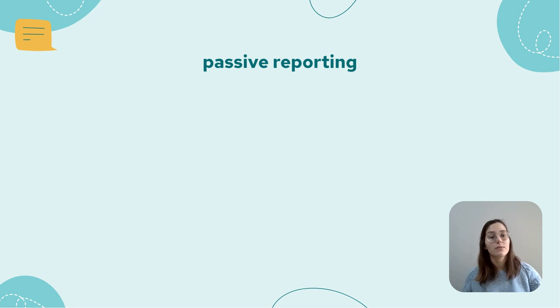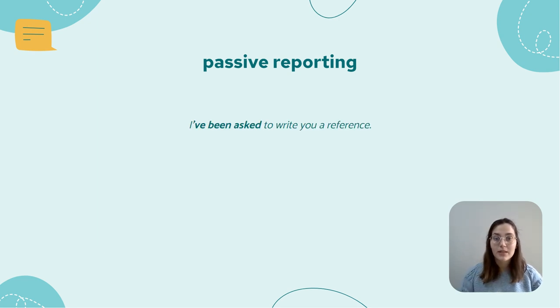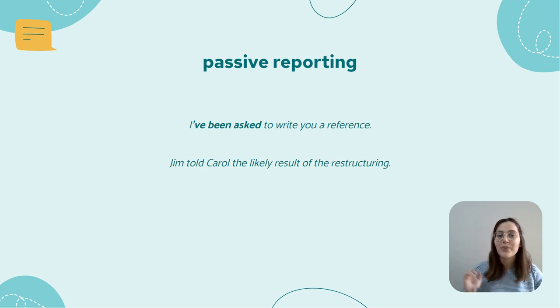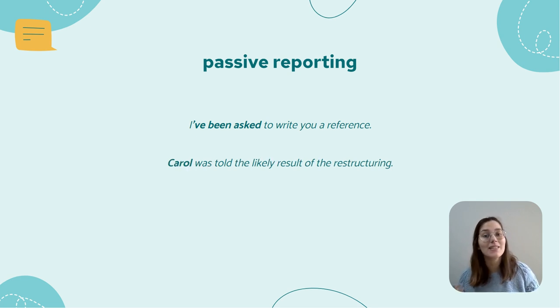We can report by means of the passive as well. For example, I've been asked to write you a reference. Again, I'm not saying who asked, because of all the reasons we mentioned before. And let's take a look at this example. Jim told Carol the likely result of the restructuring. Perhaps this information is sensitive, confidential, irrelevant. And so we can say Carol was told the likely result of the restructuring.